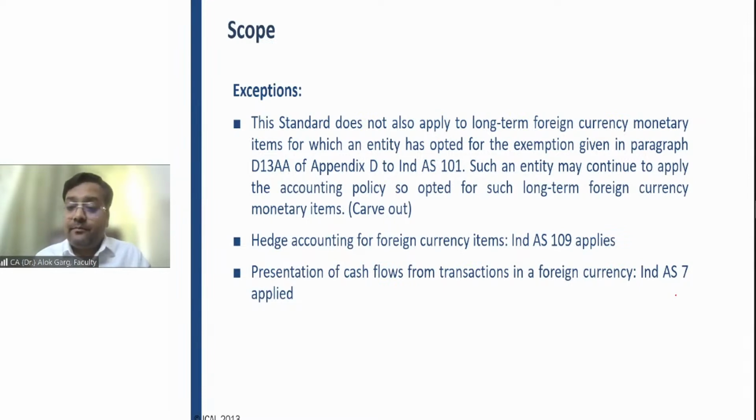But when we implemented Ind AS from the year 2016-17, a lot of Indian companies were having foreign exposures, right?